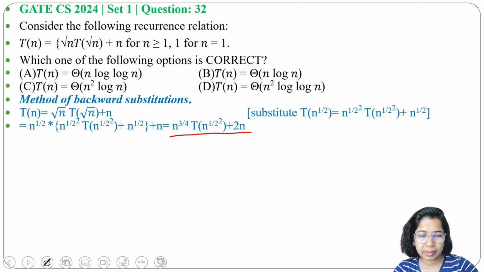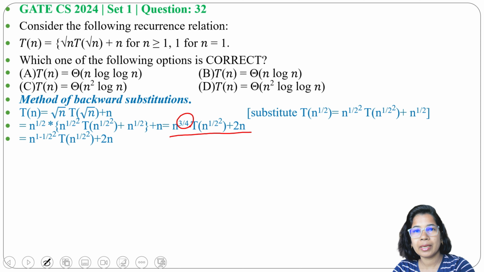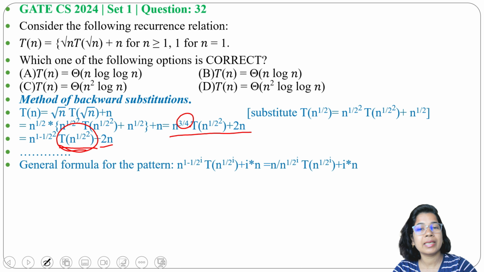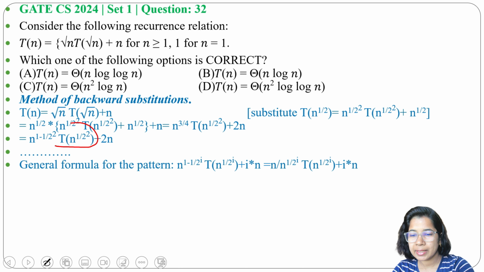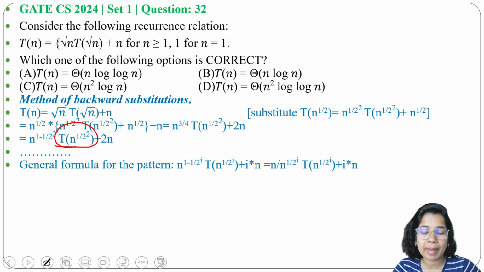So now again simplify this. In place of 3 by 4, we can write 1 minus 1 divided by 2 square. If we continue substituting like this, we'll get a general pattern. So the general pattern is n power 1 minus 1 divided by 2 power i, times T of n power 1 divided by 2 power i, plus i multiplied by n. So again and again we substituted, and we are getting a general pattern, and this is our general pattern.